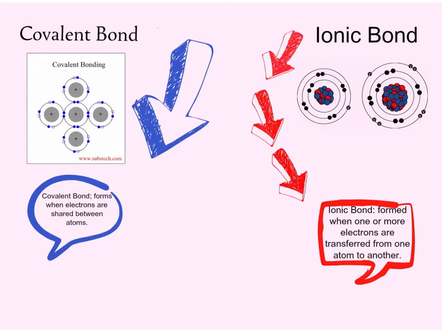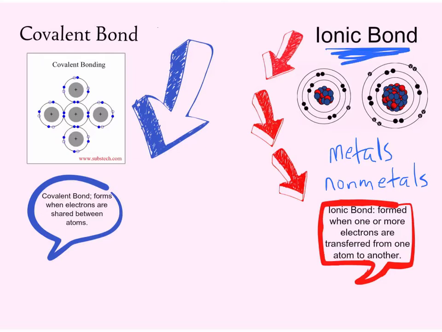Now, the easy thing to remember is that this always occurs between metals and nonmetals. So you can look at the compound and decide, oh, there's a metal and there's a nonmetal in there. Then you know that it must be an ionic bond.